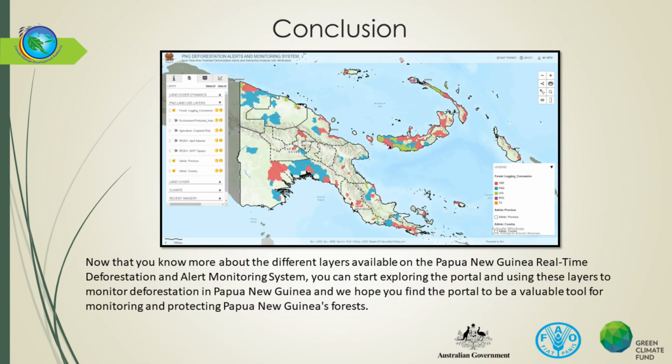Now that you know more about the different layers available on the Papua New Guinea Real-Time Deforestation Alert Monitoring System, you can start exploring the portal and using these layers to monitor deforestation in Papua New Guinea, and we hope you find the portal to be a valuable tool for monitoring and protecting Papua New Guinea's forests.